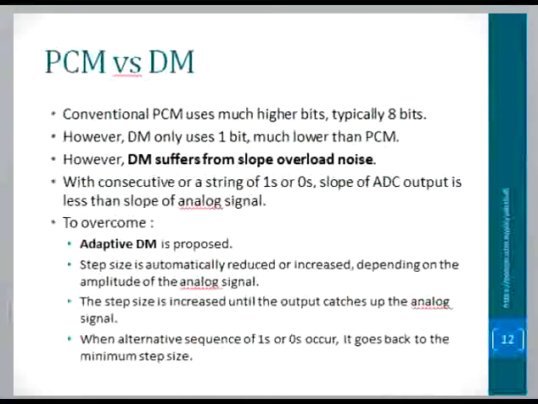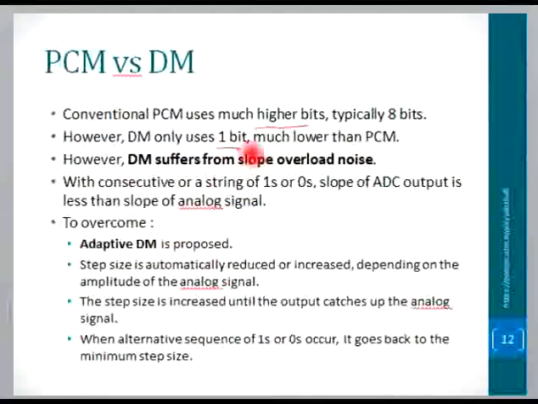The last one is comparing PCM versus DM. Conventional PCM uses much higher bits, and DM only uses one bit, which is lower than PCM. However, DM suffers from slope overload noise. With a consecutive string of 1s or 0s, the slope of the ADC is less than the slope of the analog signal.